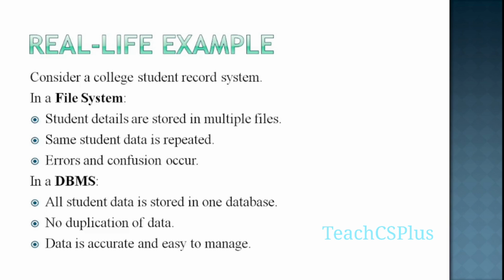But in a DBMS, all student data is stored in one database. It will be in a very structured format. It will be stored as a table. So data will be stored in a very structured, very much organized way. No duplication of data. We can actually control that. Data is accurate and easy to manage. So chances are high that data will be very much accurate. So as we can update it everywhere, it will be very easy to manage. Searching for some student data will be much easier in DBMS than using the file system, right?